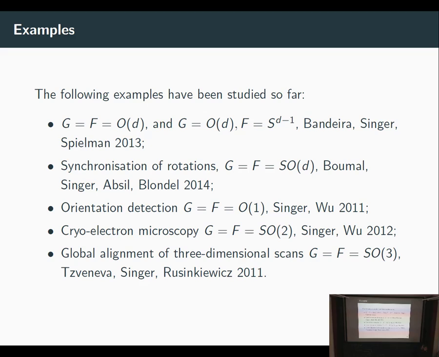And this is a slightly more precise list of references. The case of the orthogonal group acting on itself and the orthogonal group acting on the unit sphere has been considered by Bandeira, Singer, and Spielman. Synchronization of rotations again arises in the context of this cryo-EM work. It's by Singer and others. Orientation detection is very close to what I just described, because if you want to detect if your space is orientable or not, that's what you will need to do. Cryo-electron microscopy again, and global alignment of three-dimensional scans with the rotation group has been considered a few years ago.